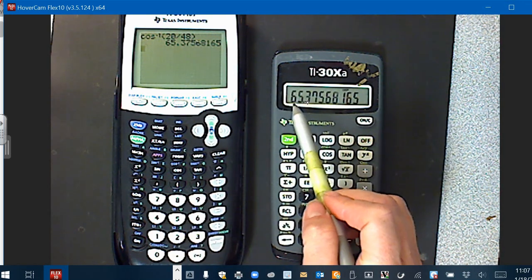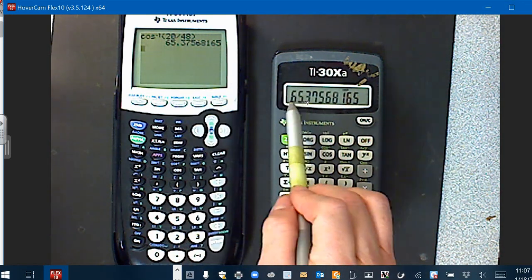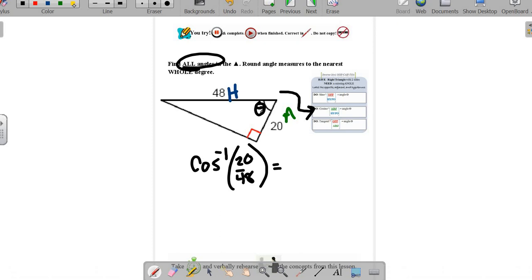Both of them, you're getting, rounding to the nearest whole, 65 degrees. So if this is 65 degrees, then this is 25 degrees. Ta-da! You're done.